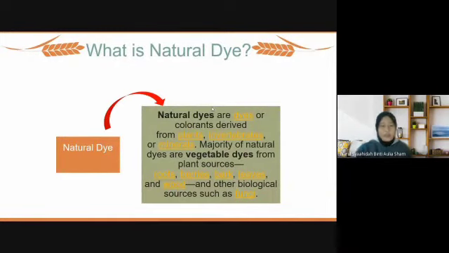So what is natural dye? Natural dyes or colorings are derived from plants, invertebrates or minerals. A majority of natural dyes are vegetable dyes, from plant sources, which are roots, berries, bark, leaves and wood, and other biological sources such as fungi. So our natural dye is made of a plant source, which is the Kutch tree.